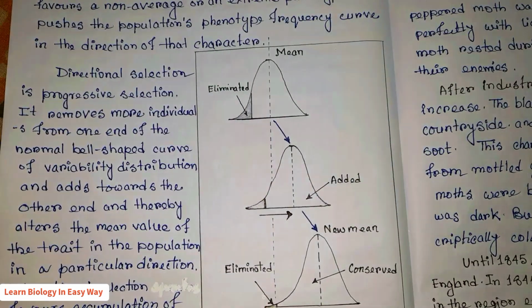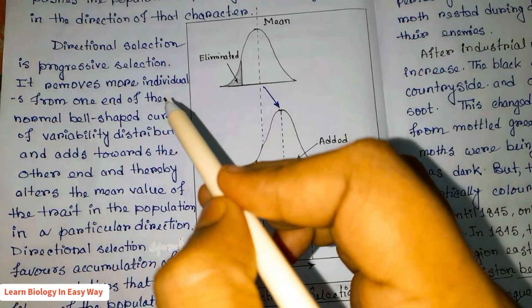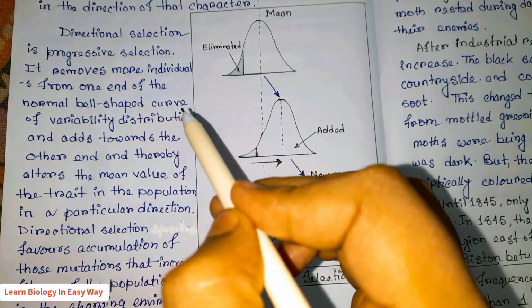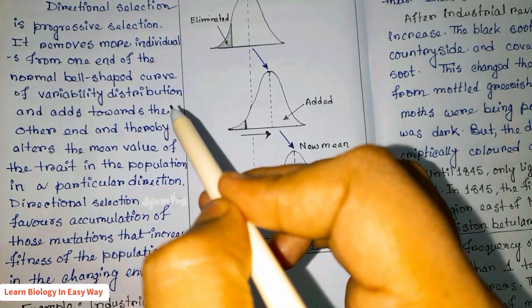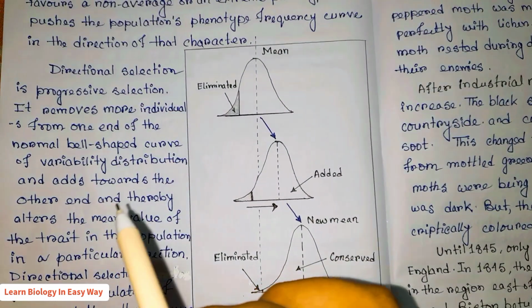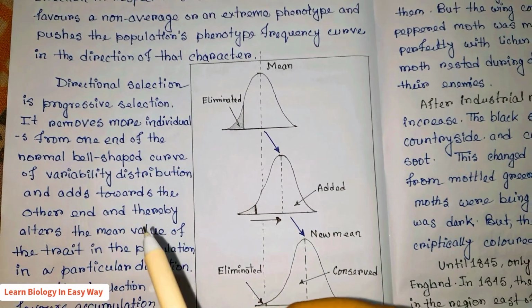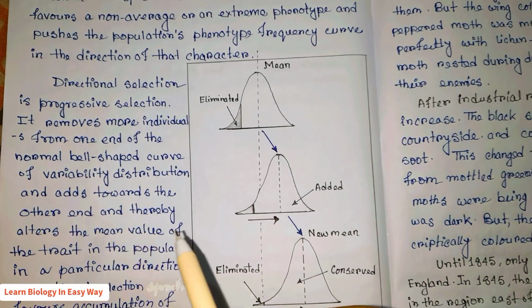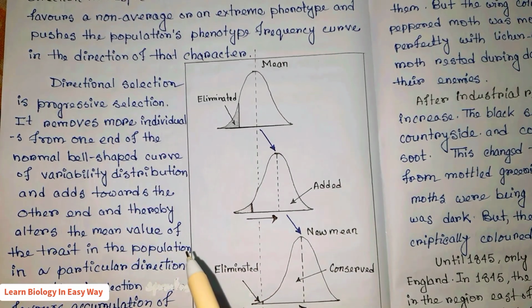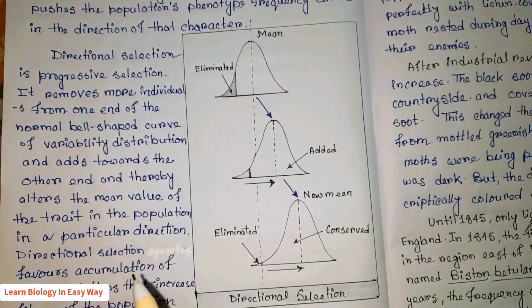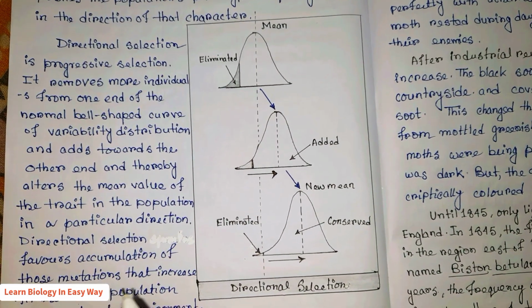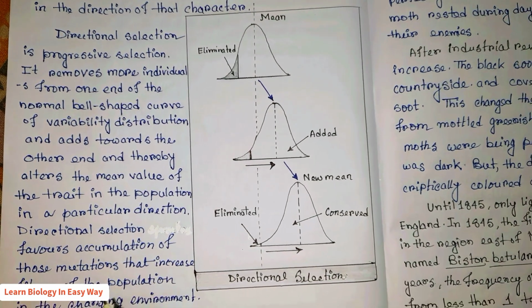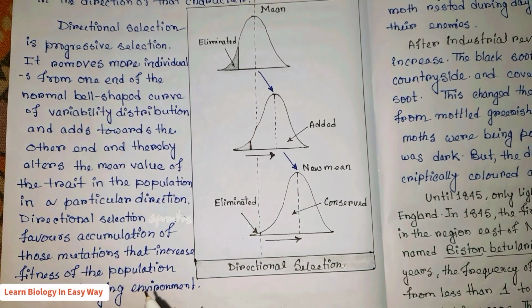Directional selection is progressive selection. It removes more individuals from one end of the normal bell-shaped curve of variability distribution and adds towards the other end, and thereby alters the mean value of the trait in the population in a particular direction. Directional selection favors accumulation of those mutations that increase fitness of the population in the changing environment.